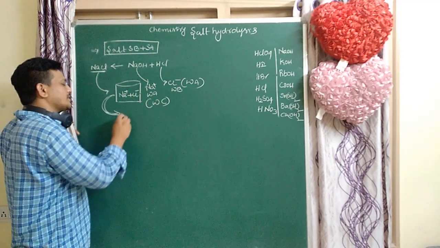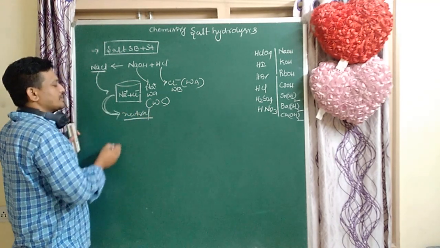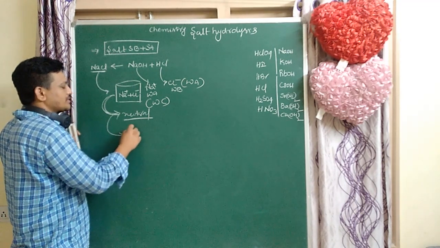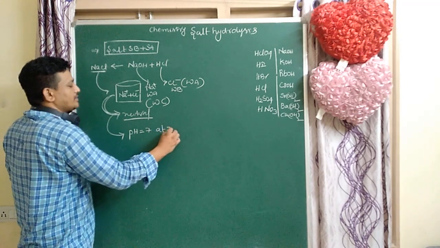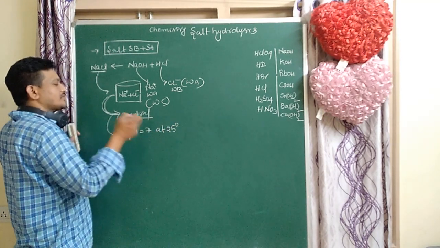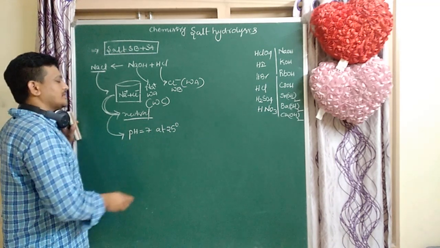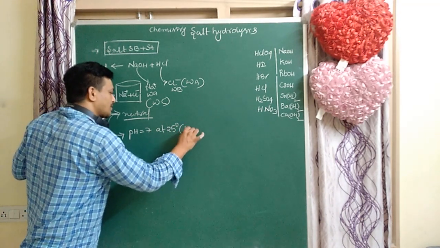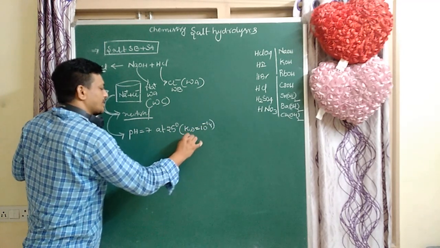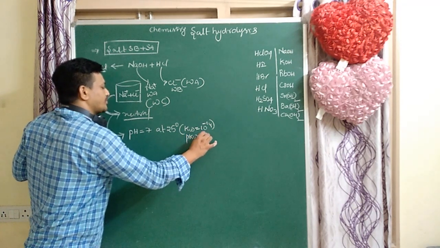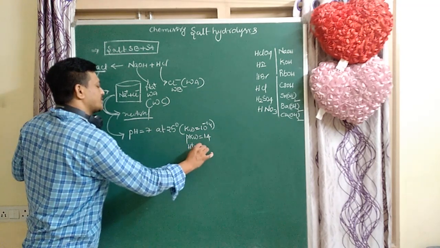So that solution is a neutral solution. The pH of that solution is 7 at room temperature. At room temperature, the Kw value is 10 power minus 14. At that time, pKw equals 14, and the maximum pH is 14. Here the H plus concentration is 10 power minus 7.